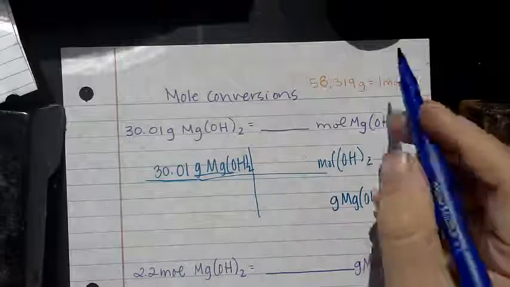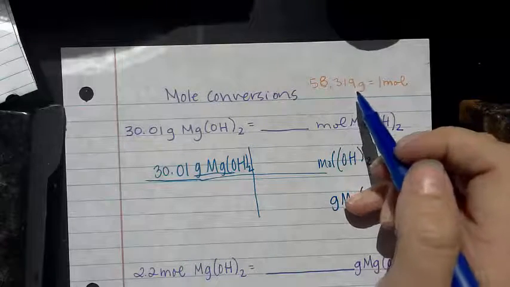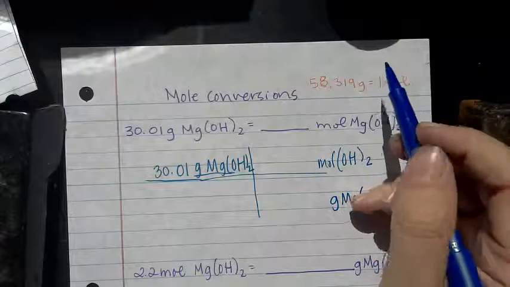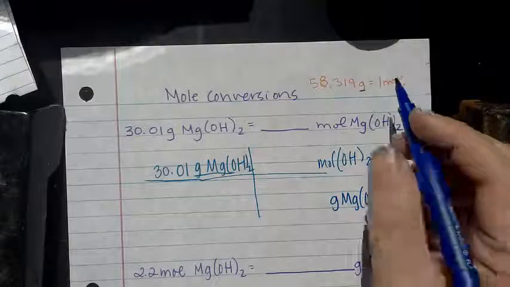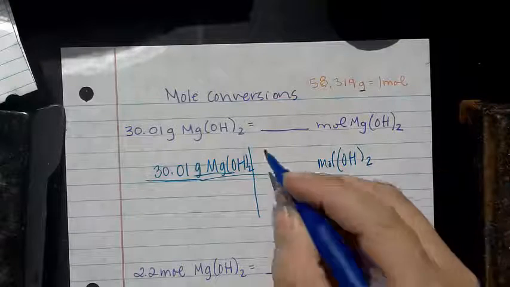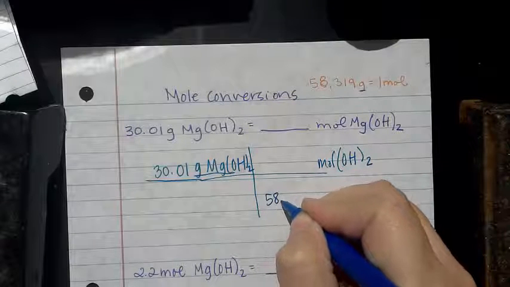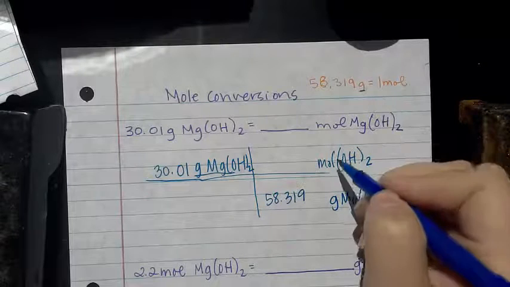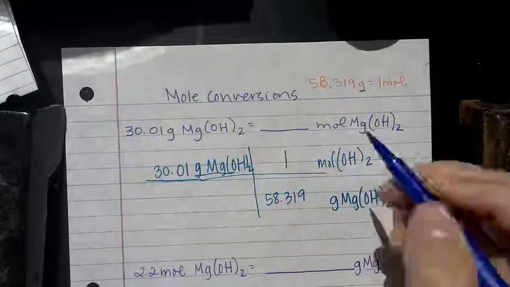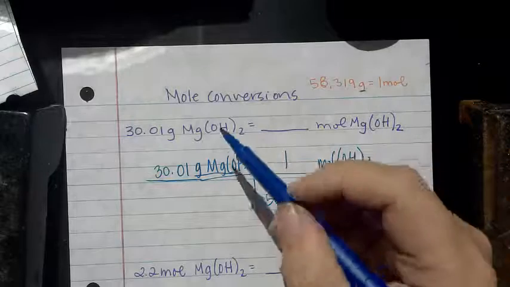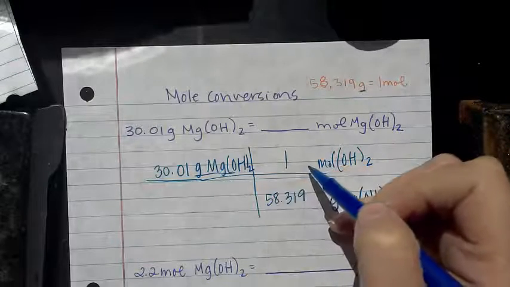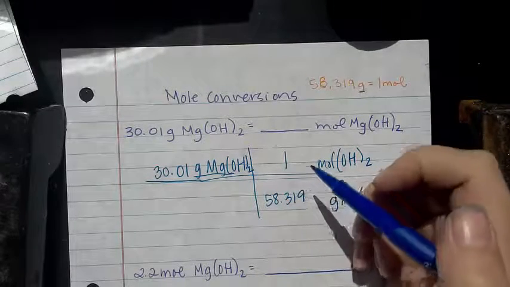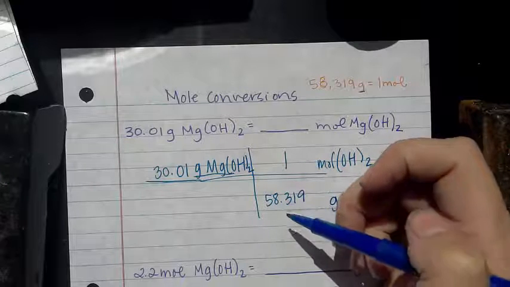And then for these two numbers, all you're going to do is look back up at your molar mass and how it's equal to that 1 mole. And so since this has a gram behind it, we're going to put it in front of the gram right here and put 58.319. And in front of the mole is the number 1, so we're going to put that right there. To solve this, you're going to multiply across the top, and then divide the top by the bottom.